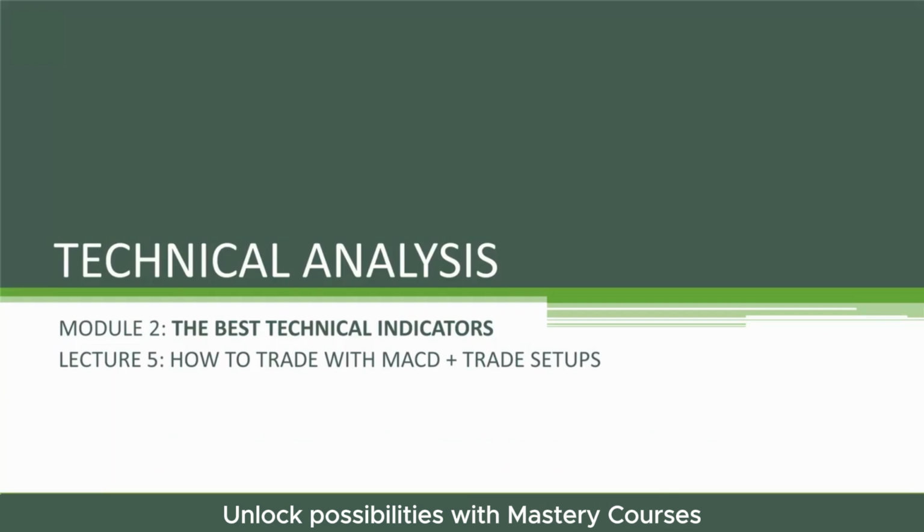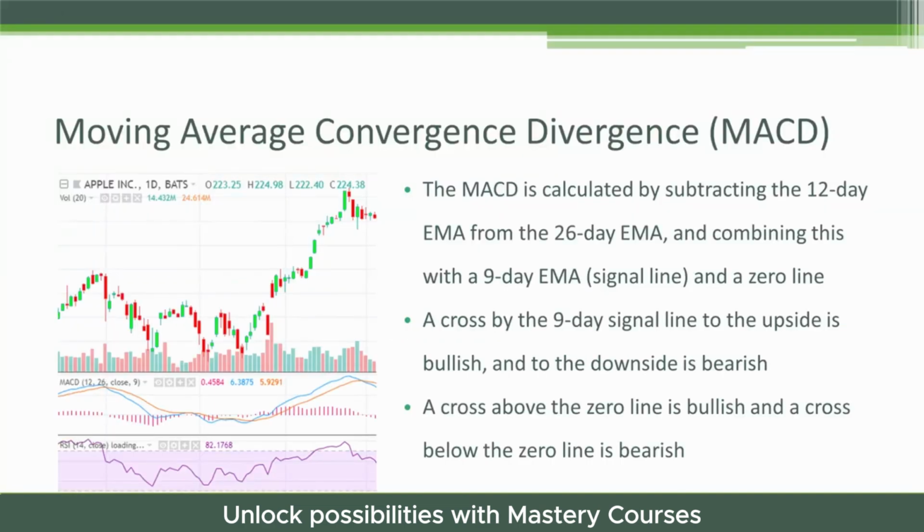We're going to continue our discussion around technical indicators, and we're going to be talking about the moving average convergence divergence indicator, or the MACD. So let's jump right into the MACD. If you remember a couple of lessons ago, we talked about exponential moving averages. The MACD is a combination of a couple of different exponential moving averages.